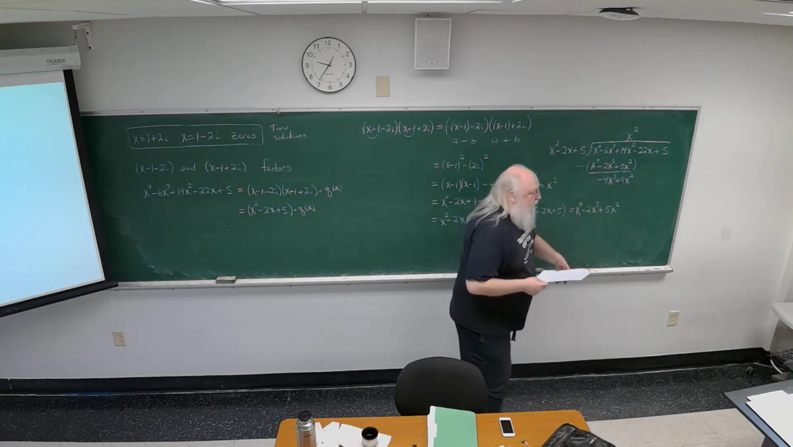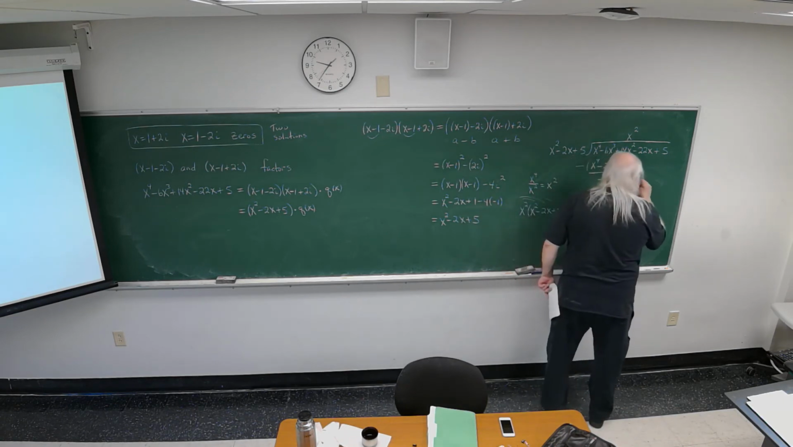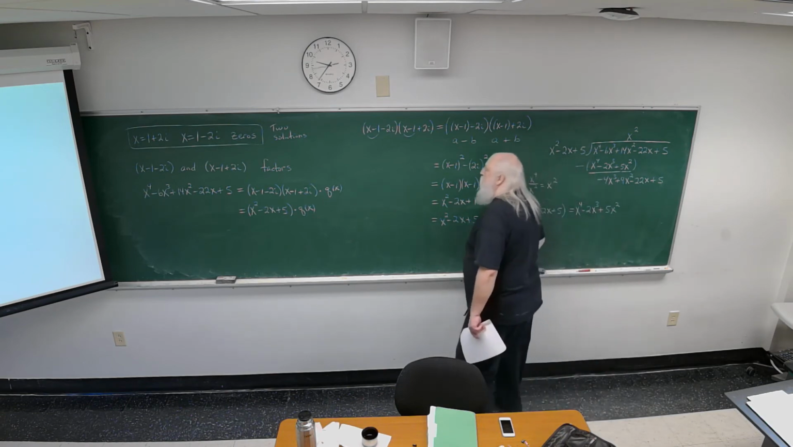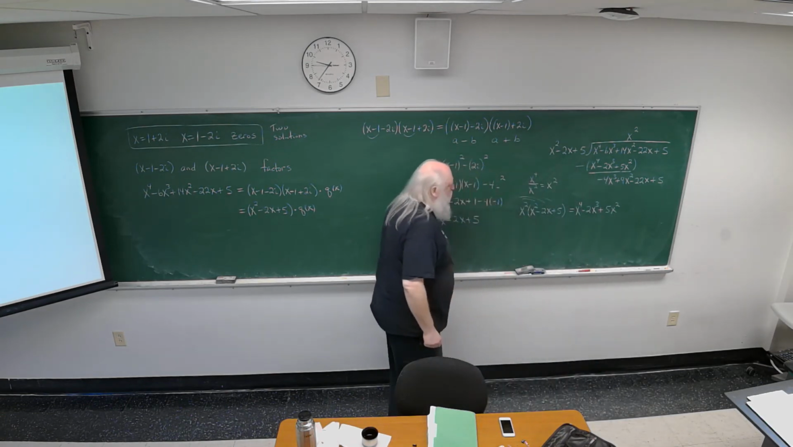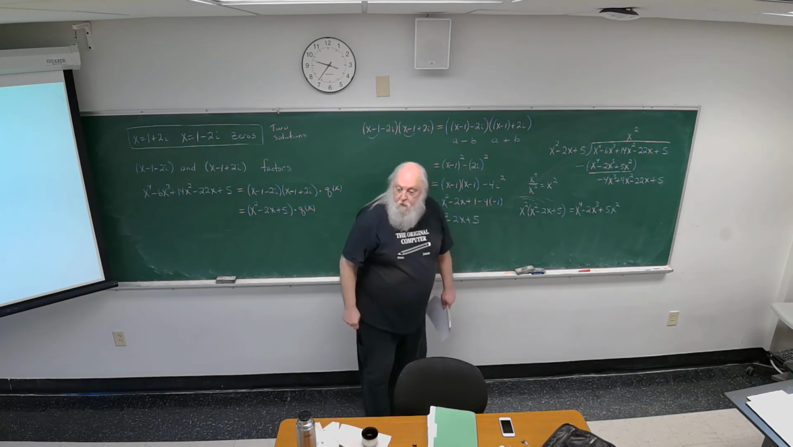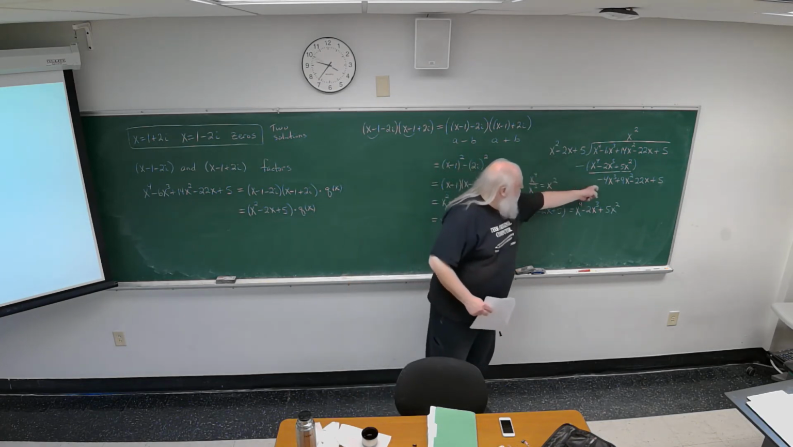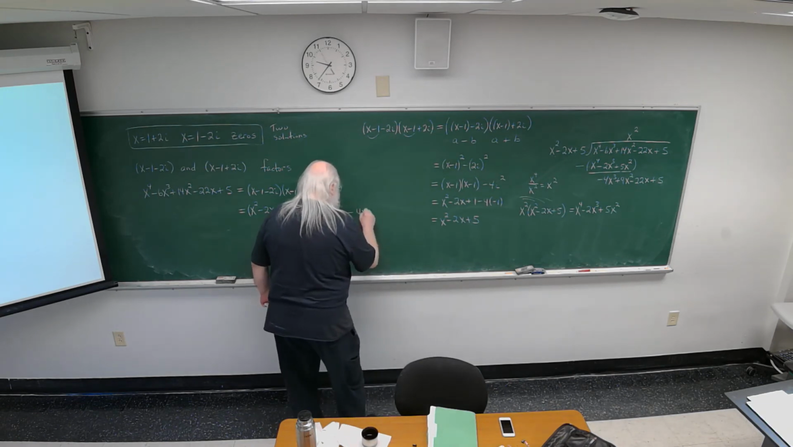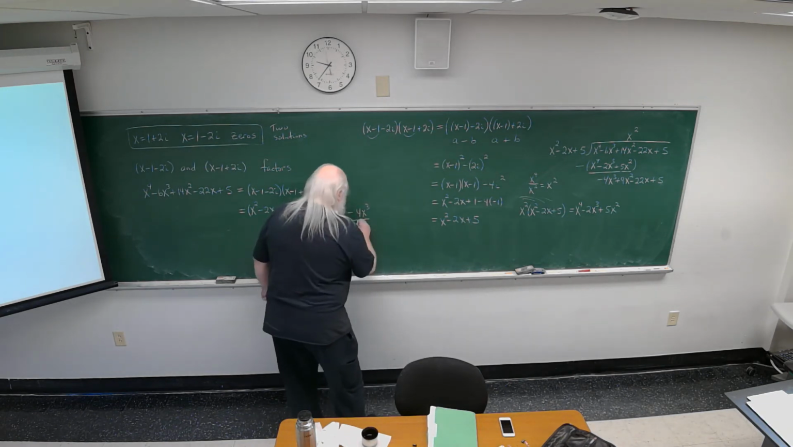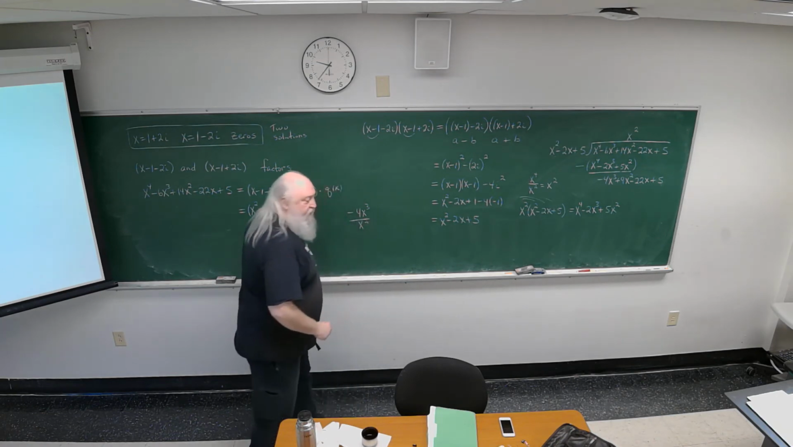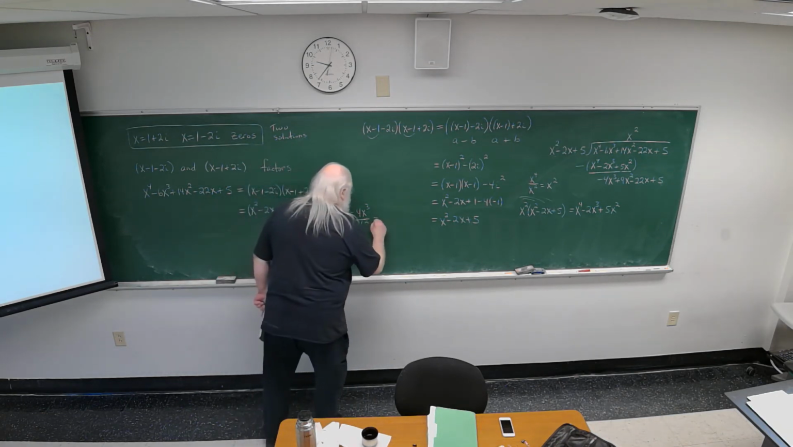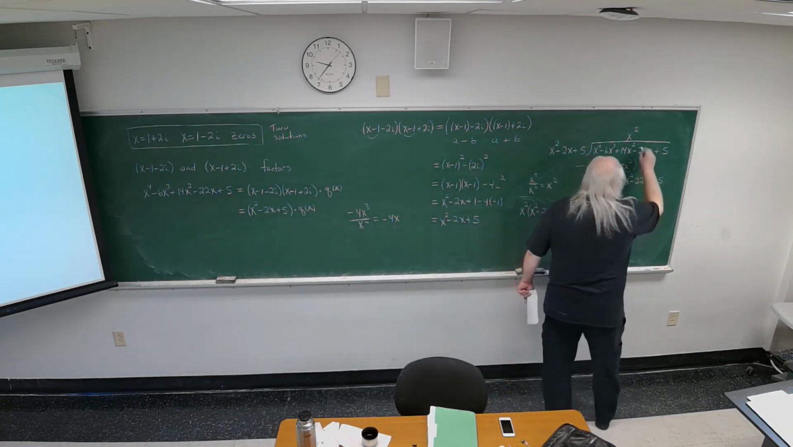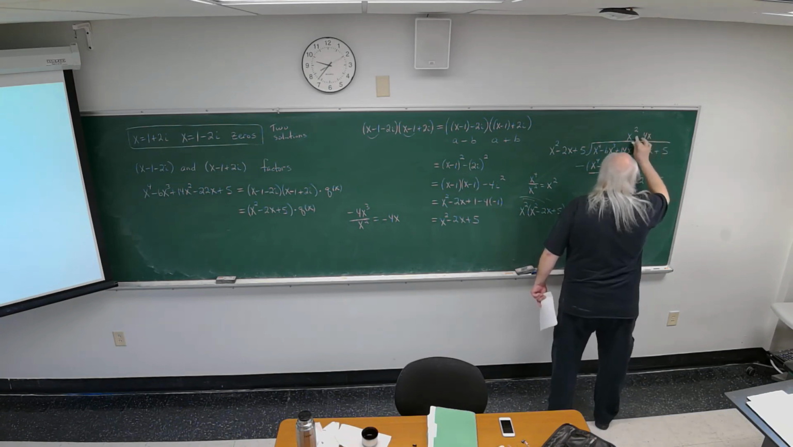And now you bring down the remainder of the dividend. You have minus 22x plus 5. And now you got to ask yourself, how many times is x squared going to minus 4x cubed? Well, minus 4x cubed divided by x squared is equal to minus 4x. So you put minus 4x up here.